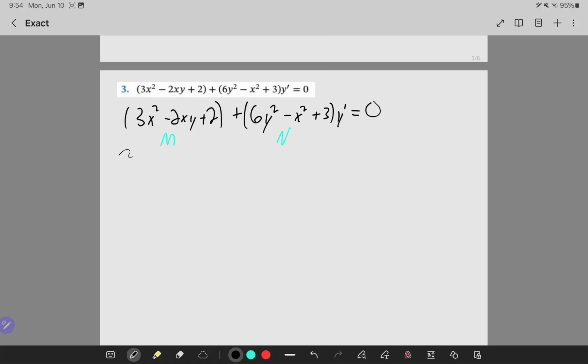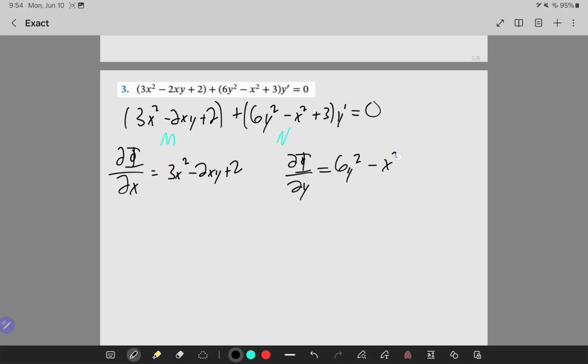This is a partial of phi with respect to x, right? Which is equal to M, which is equal to 3x squared minus 2xy plus 2. The partial of phi with respect to y is equal to 6y squared minus x squared plus 3.